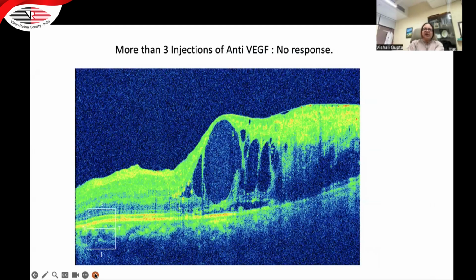Now, we said that if it is center involving, you give injections. I'm not telling you about the protocols because they are available everywhere, in multiple studies. But the moral of the story is you can decide to give any anti-VEGF. Biosimilars included, by and large, all of them are effective. You can use a fixed dose regimen or PRN regimen depending on the patient profile. The situation comes that you have given 3 injections and there is absolutely no response.